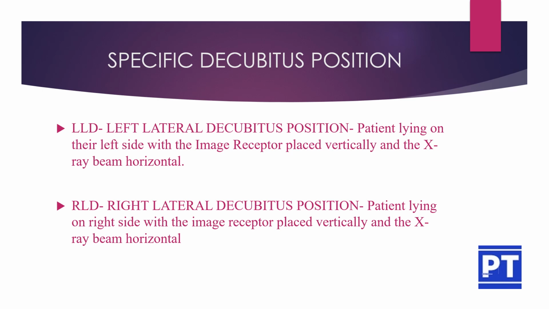Again moving on to specific decubitus positions. LLD, left lateral decubitus position: the patient lying on their left side with the image receptor placed vertically and the X-ray beam is horizontal. RLD means right lateral decubitus position: the patient lying on the right side with the image receptor placed vertically and the X-ray beam is horizontal.